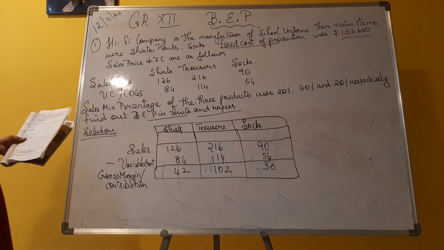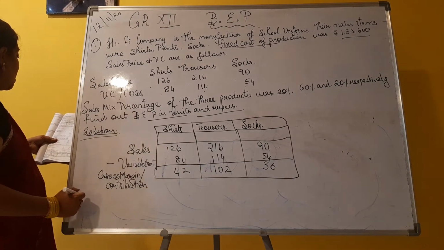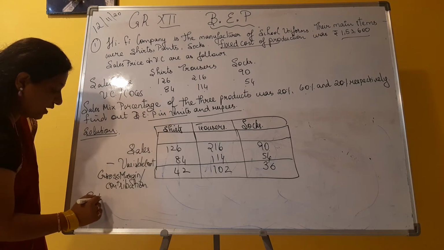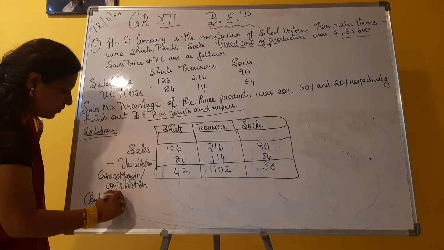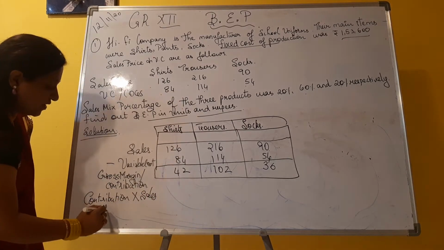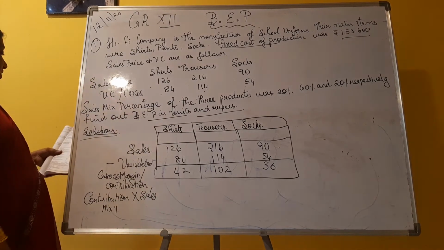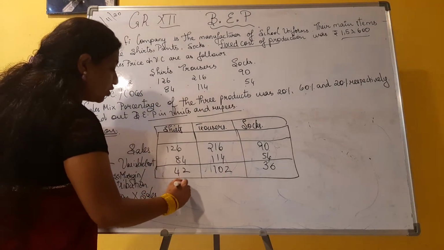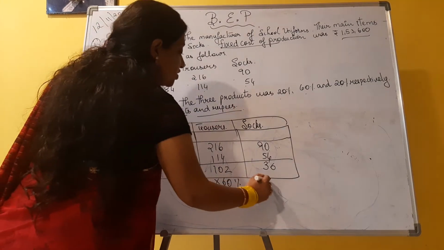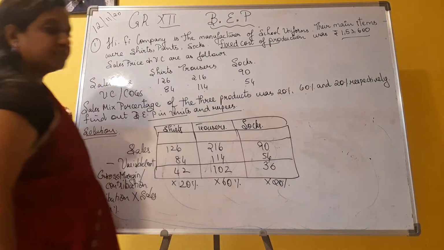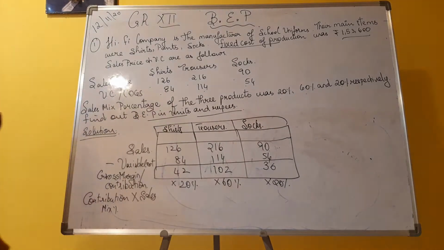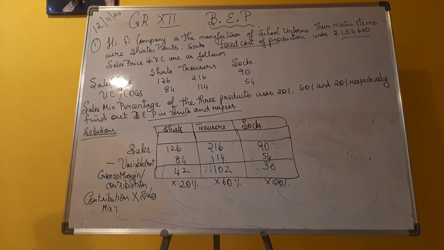Right. Now when you arrive at contribution, we have to do something called contribution margin or gross margin, whatever we get. Contribution into sales mix percentage. They have given sales mix percentage, na children. Right. So this 42 into 20%. This is into 60%. This is into 20%. That is what they have given in the question. 20, 60, 20.